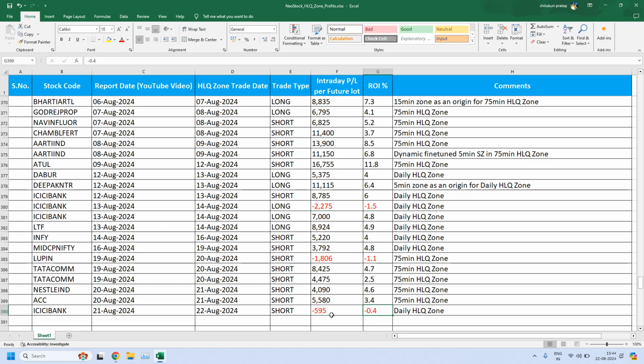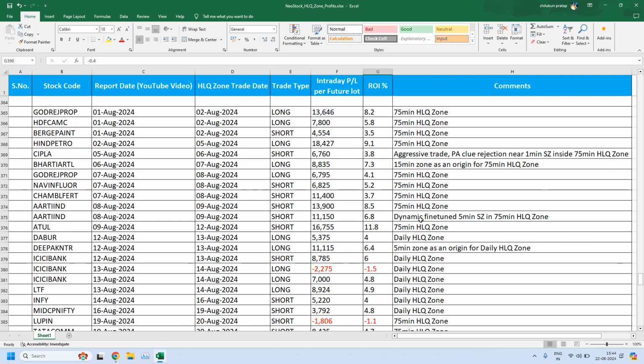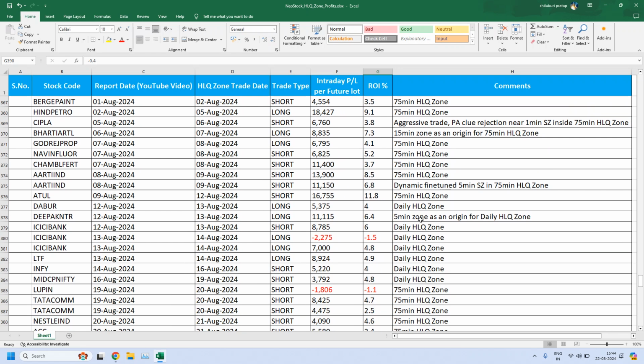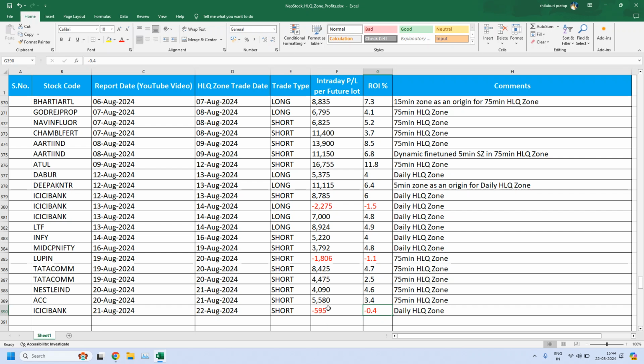This is the third stopped out trade during this month. So during this month, so far we have 28 trades executed. Out of these 28, only 3 trades are stopped out so far, and all the remaining are executed with good profits.